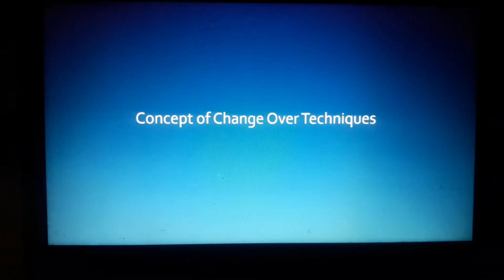Hi friends, as we are preparing for the CISA exam, there is one important topic in Domain 3, which is the concept of changeover. So, let us see what actually the changeover is.